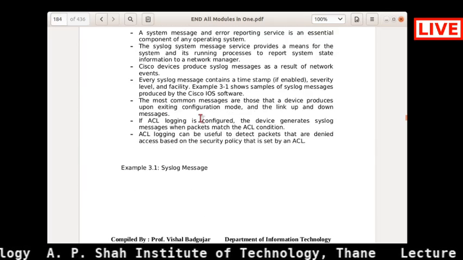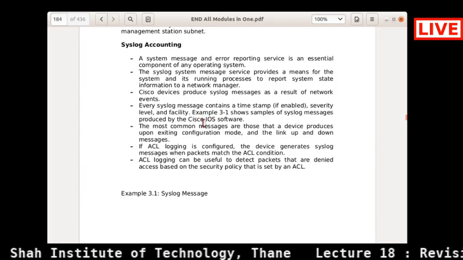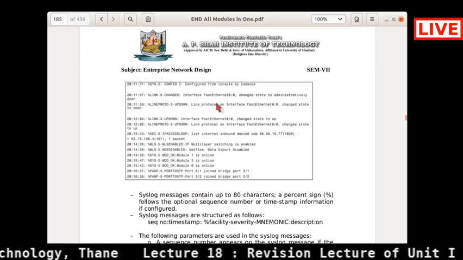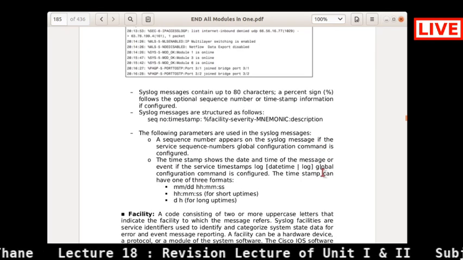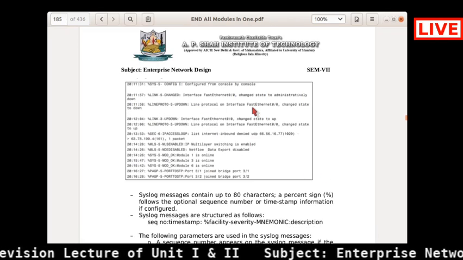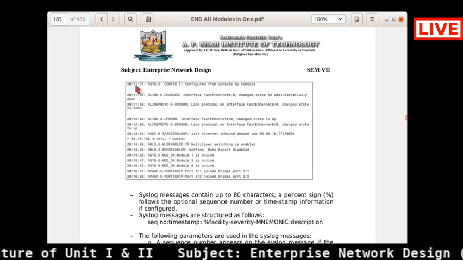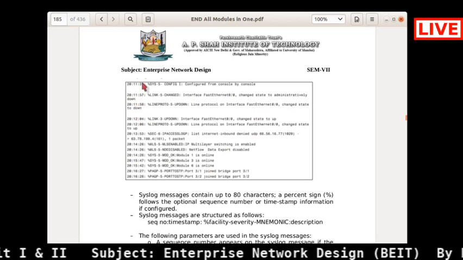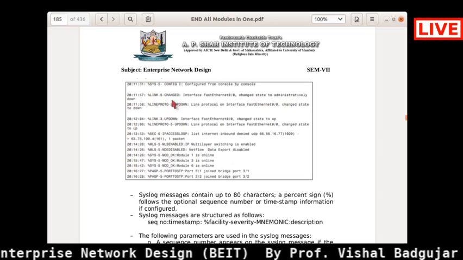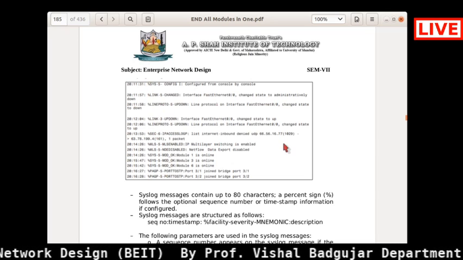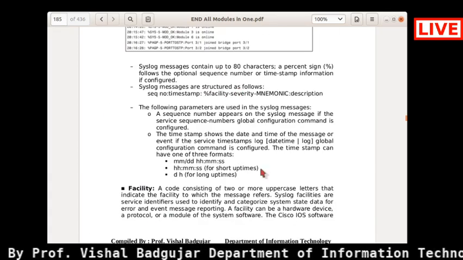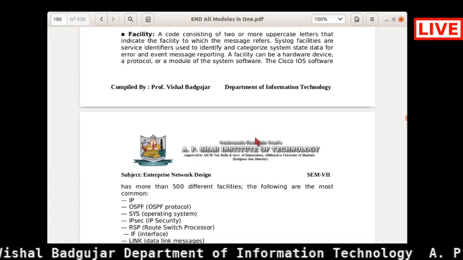And the last one is syslog. Okay, so it is a message reporting tool, and this is the structure of syslog, right? The first is the sequence number, the second is the timestamp, then this percentage sign one is there, then these are the parts with the explanation of this particular command, right? So all these things you must know. Okay, all the explanation is already given here, so you just go through it.